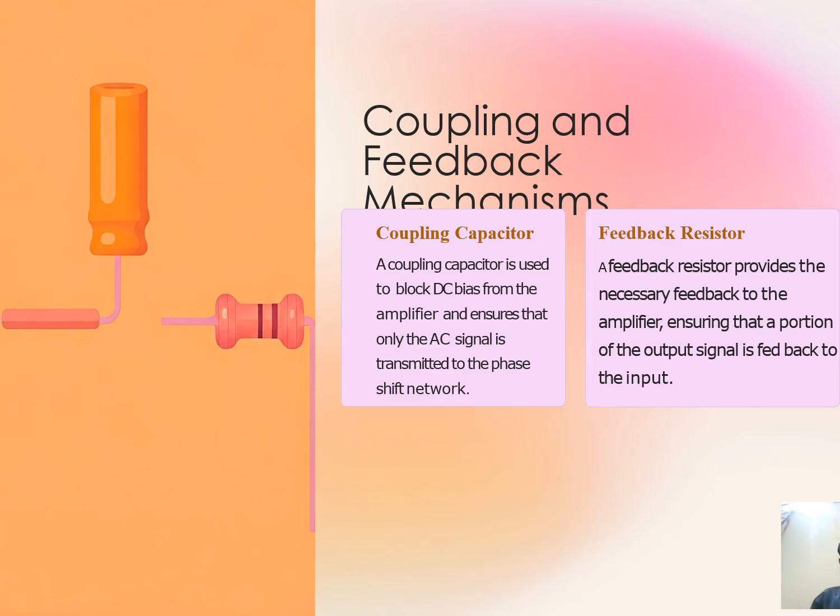Coupling and feedback mechanism. Coupling capacitor: a coupling capacitor is used to block DC bias from the amplifier and ensure that only the AC signal is transmitted to the phase shift network. Feedback resistor: a feedback resistor provides the necessary feedback to the amplifier, ensuring that a portion of the output signal is fed back to the input.